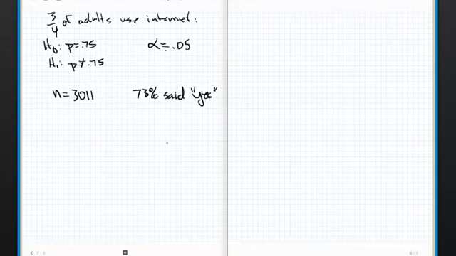All right? Now what I want to know is, is this claim validated with this information? Now, bear with me for just a sec. We're going to kind of explore this problem and take our time with it. And I'm going to show you a few ways to play with it. All right. Now, first things first. Let's identify what we know. I know that p hat, because remember we took a sample of 3,011 and approximately 73%, this could be off by some decimals, said that yes, they use the internet.